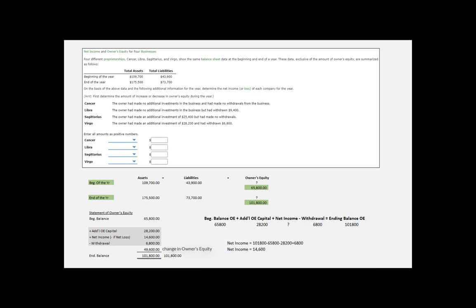Let's go back above and go over the solution for Virgo. In the drop-down box, select increase. The balance is $14,600. That's the net income. It comes from here. We did the calculation. And also here where we see horizontally the algebraic equation when we solve for net income.